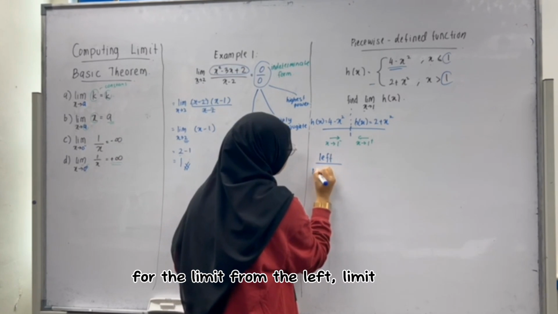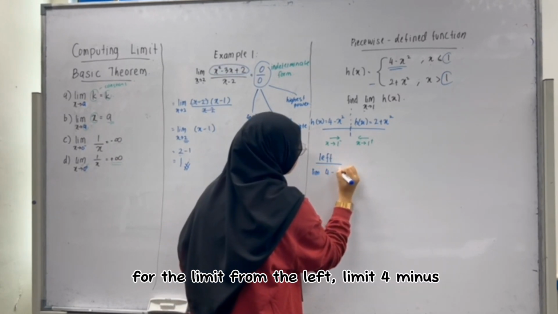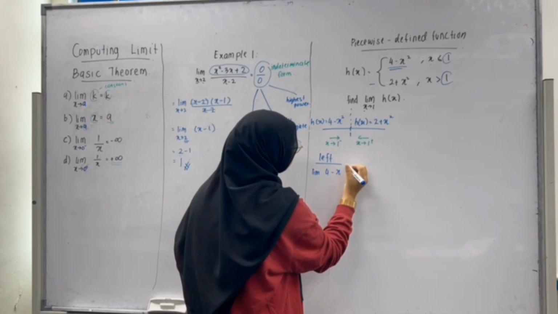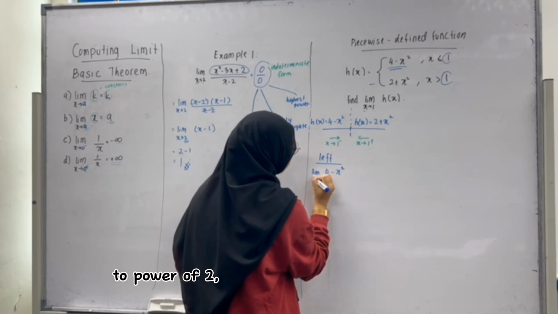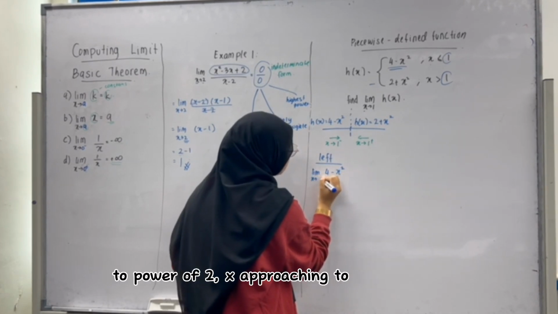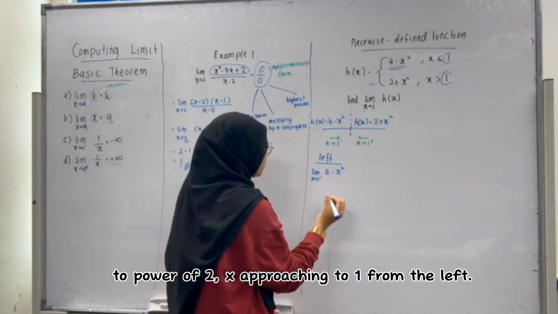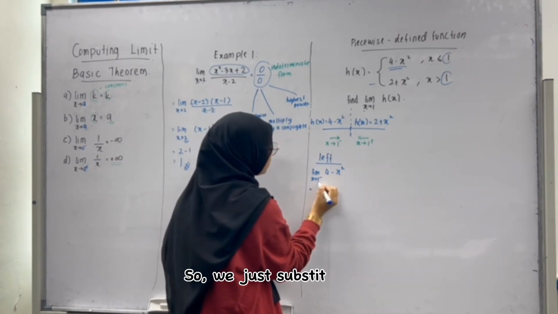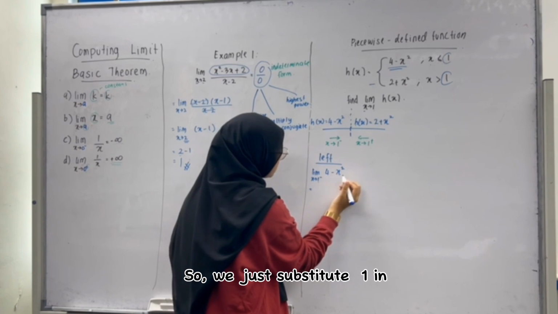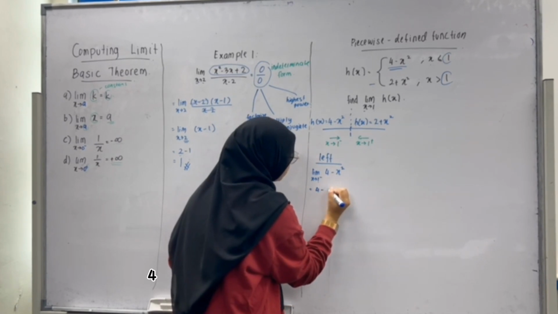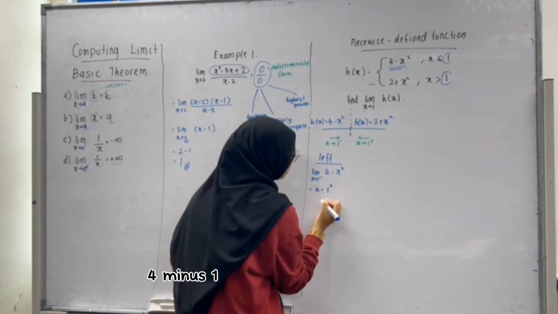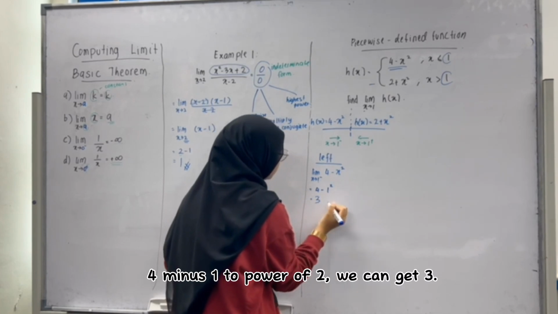The limit of 4 minus x to the power of 2, as x approaches 1 from the left. So we just substitute 1 for x. 4 minus 1 over 2, we can get 3.